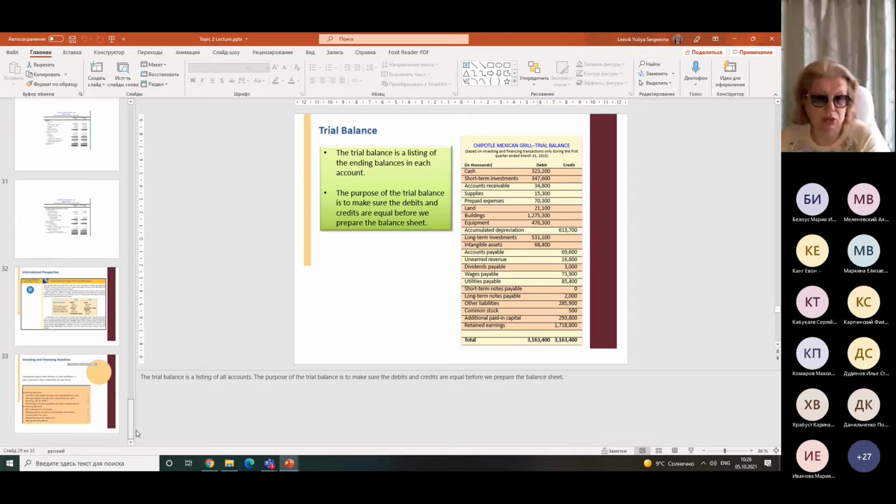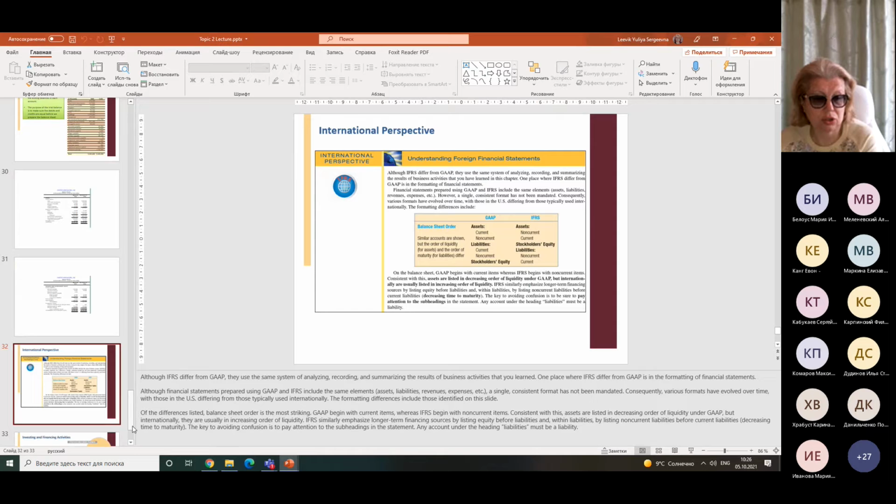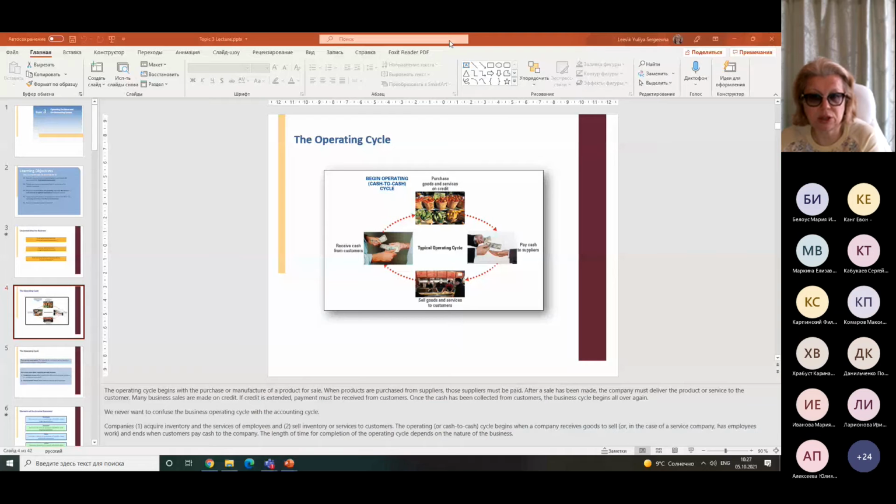So what else do we have here? This is a balance sheet. Well, good. So let me open the next topic, and we just look through it. This is about the operating cycle, very important material also. Let me repeat some selected pages.